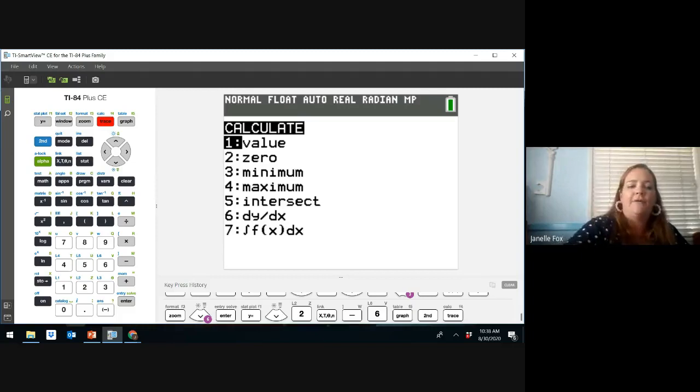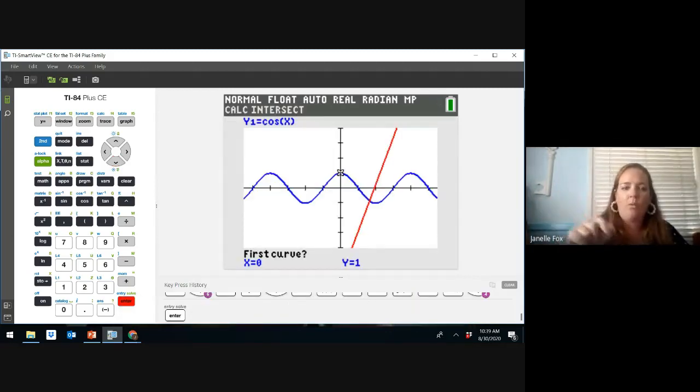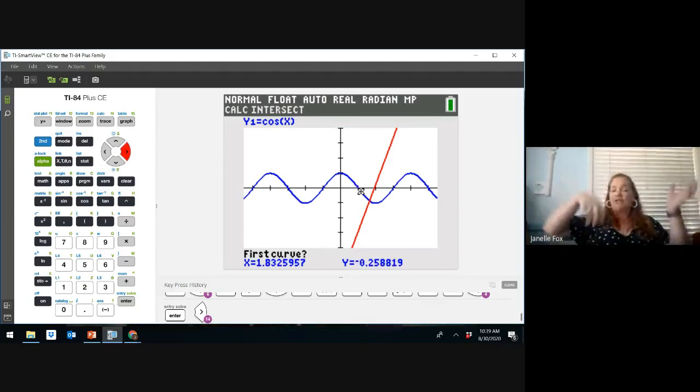I want to find number 5. Number 5 is the intersect, the intersection now of those two curves. So I'm going to hit enter. And right now it's blinking on one of the curves. I'm just going to toggle over to the right just a smidge so it's slightly closer to that intersection, especially if you've got graphs that are all tangled up with each other. You want to get close to the spot.